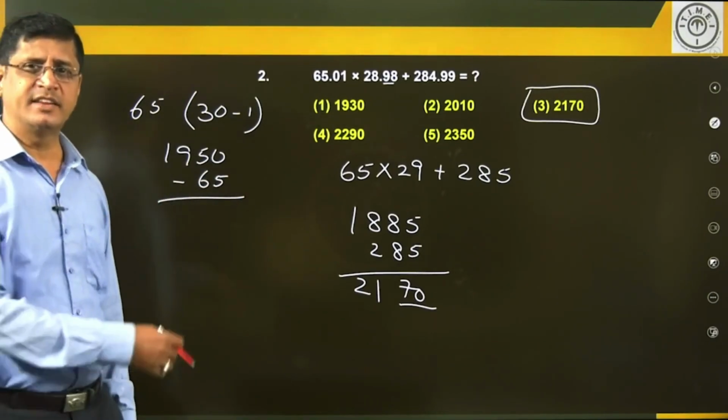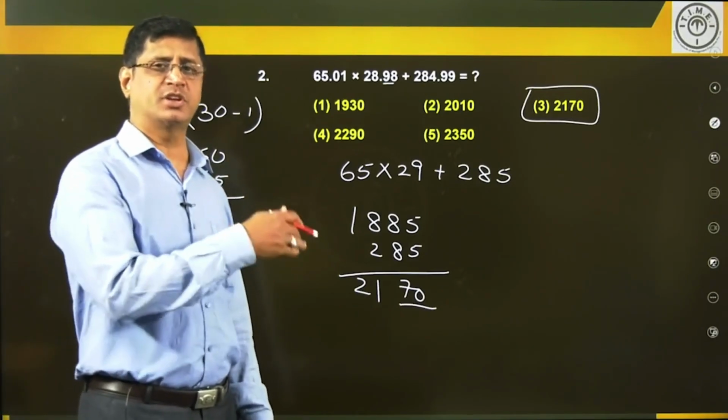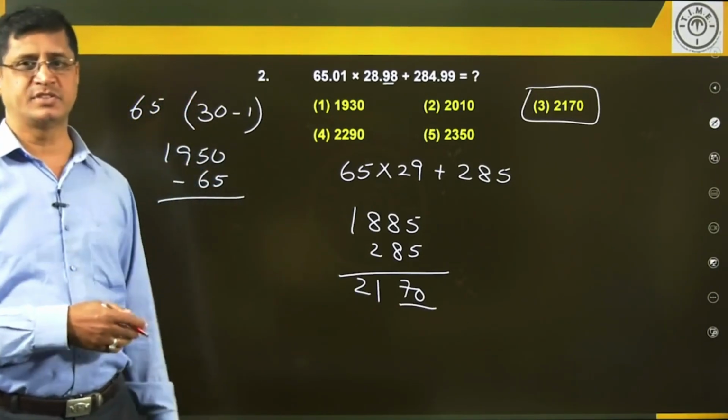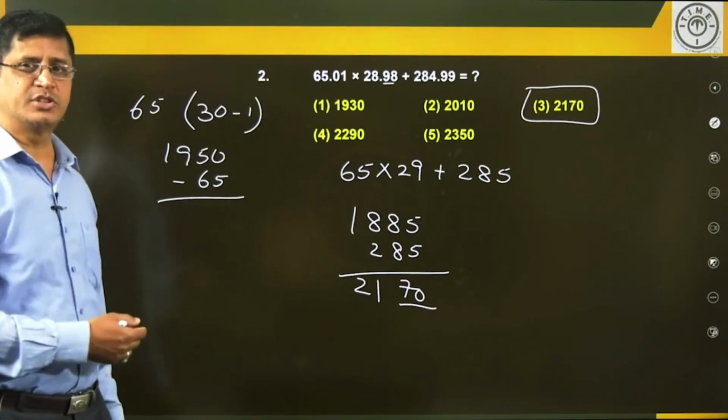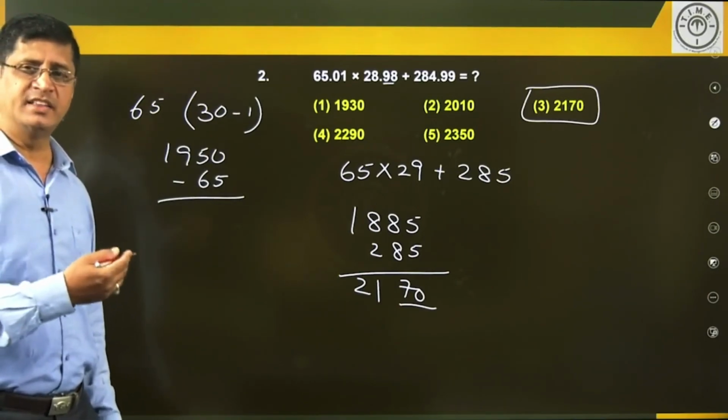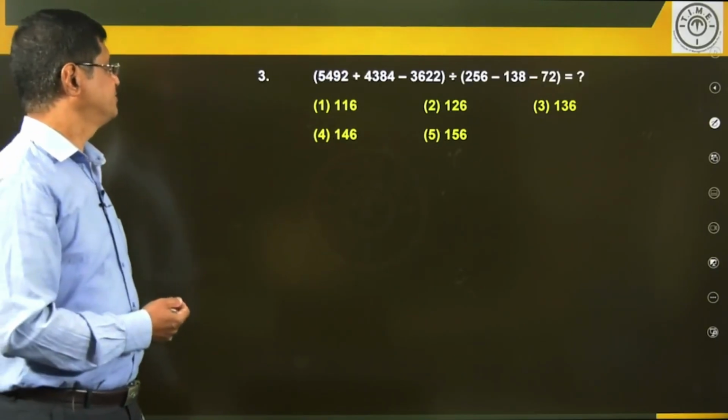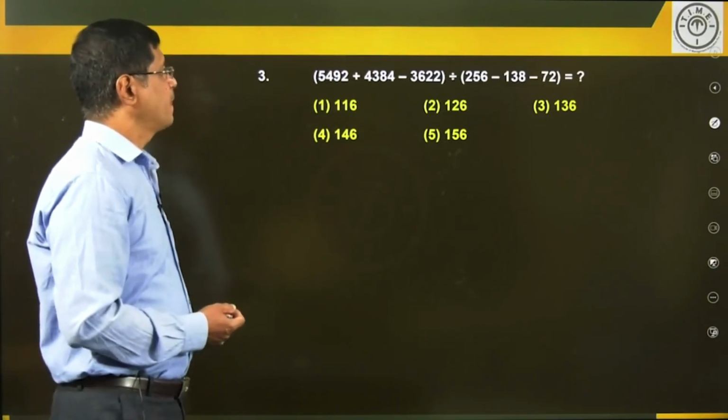Okay. While answering the questions in simplification and approximation, just look at the options. Is it possible to answer the question directly just by finding the last 2 digits or not? Look at the next example.